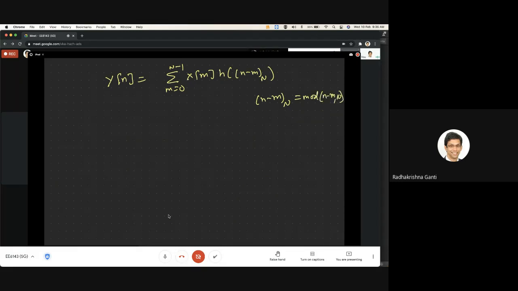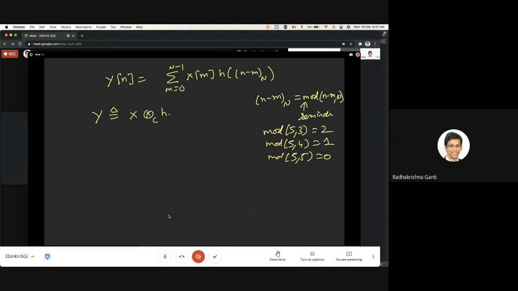Mod means when you divide n minus m by N, what is the remainder? It is nothing but the remainder. So mod of 5 comma 3 will be, when you divide 5 by 3, what is the remainder? You get 2. Mod of 5 comma 4 will be 1. Mod of 5 comma 5 will be 0. It's called the mod operator, which is nothing but the remainder. And this is denoted as x circularly convoluted with h. Why am I telling you this?